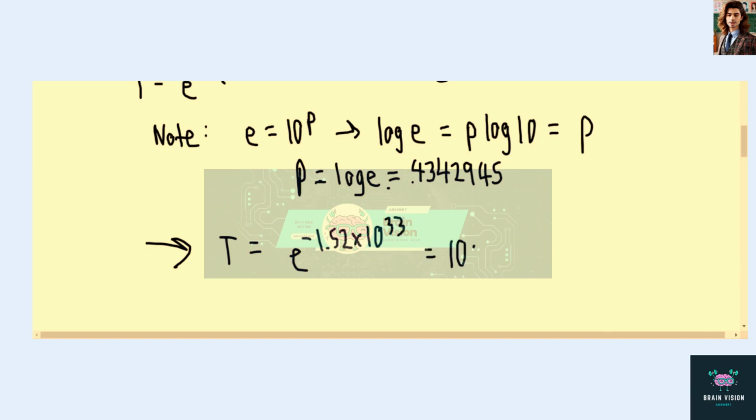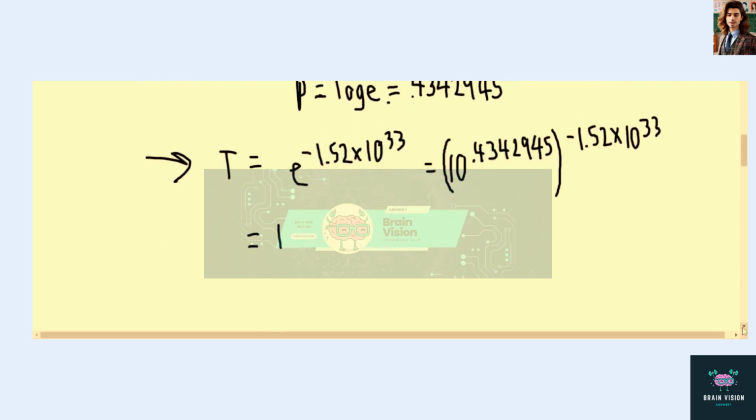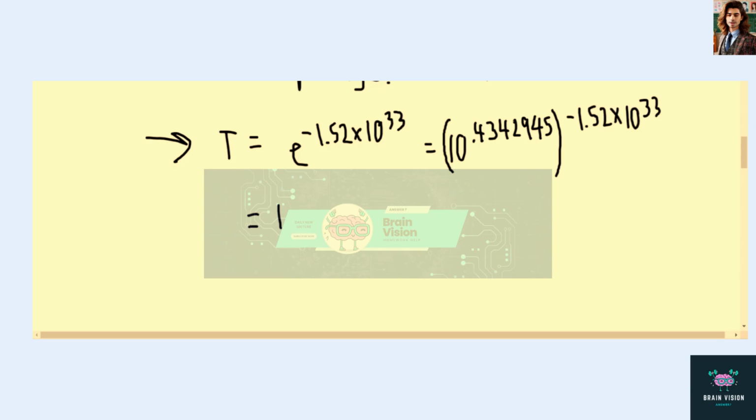So we literally substitute in 10 to the 0.4342945 for e itself, and then this is raised to the power of negative 1.52 times 10 to the 33. This allows us to multiply exponents, and now we'll have T as a power of 10: 10 to the minus 0.6601 times 10 to the 33rd, which becomes 10 to the negative 6.6 times 10 to the 32.